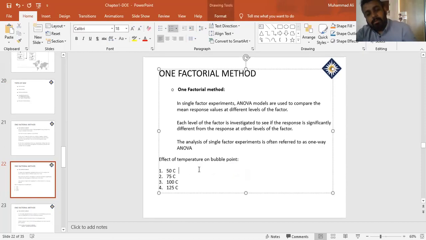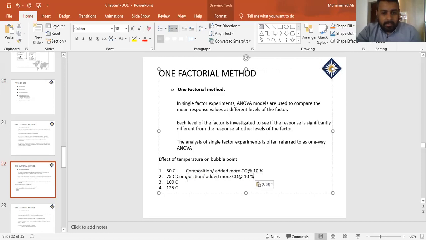But if you go further and you play with the composition also, let's say you added CO2, more CO2, 10%. Or maybe you have more factors, let's say now you put 20%. So now you have 30%. Now you have 40%. Okay, now you have the crude oil with different CO2.